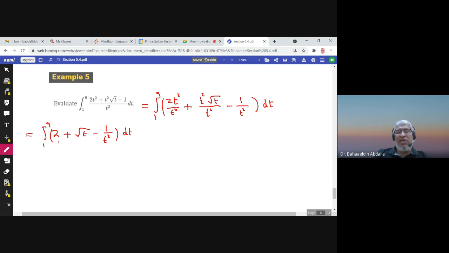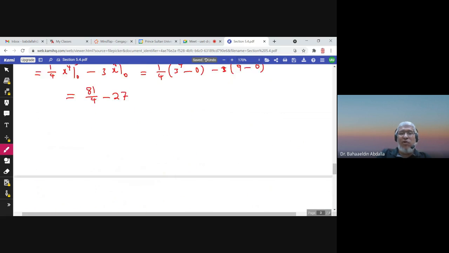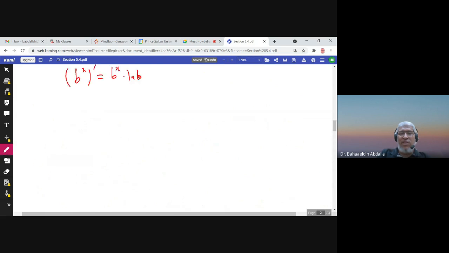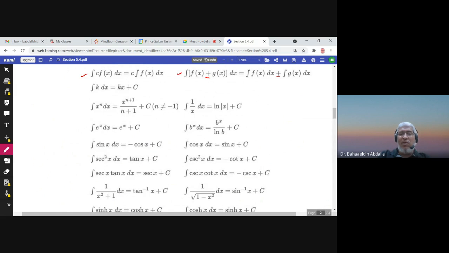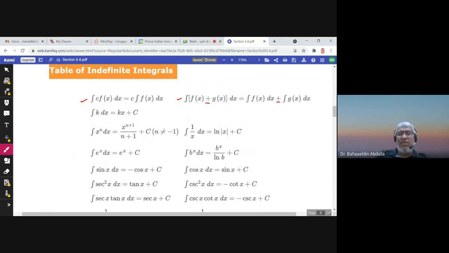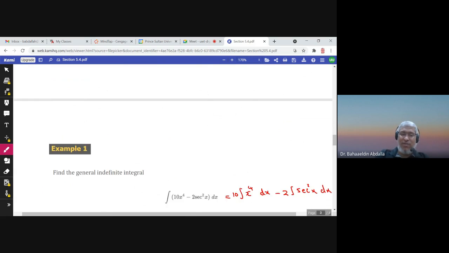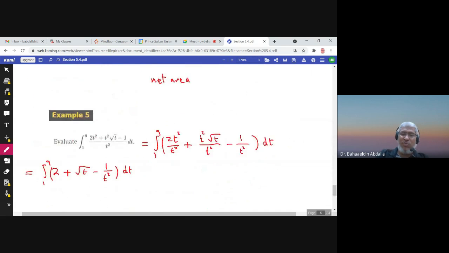Well, I can find the integral of 2, but how can I find the integral of square root of t? There is no formula here to deal with the integral of square root of t. But if you think carefully, this is x to the power n. So if you can write square root of t as t to the power n, then you can use this formula. Also 1 over t square: this is 1 over x, but I have 1 over t square. So if you can write it as t to the power n, then also you can use this formula. So pay attention to this important point.